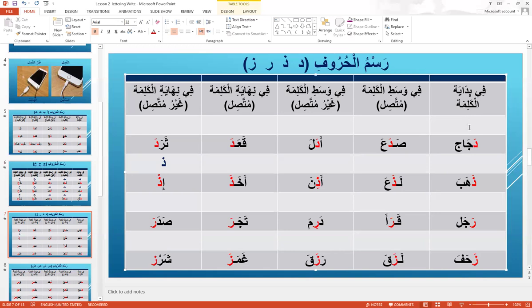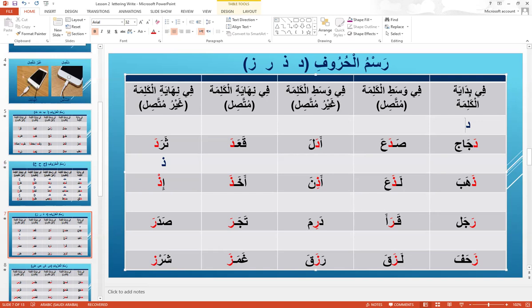Dal fi bidayatil kalima, dal at the beginning of the word. How do we write it? It's written like this, dal. Is it going to have a connection? Oh, no. Even when I add the connection, the computer already knows it doesn't join. So you can see there's a space between the connection and dal. So dal does not join. Likewise zal, likewise ra, likewise zay. They don't join.